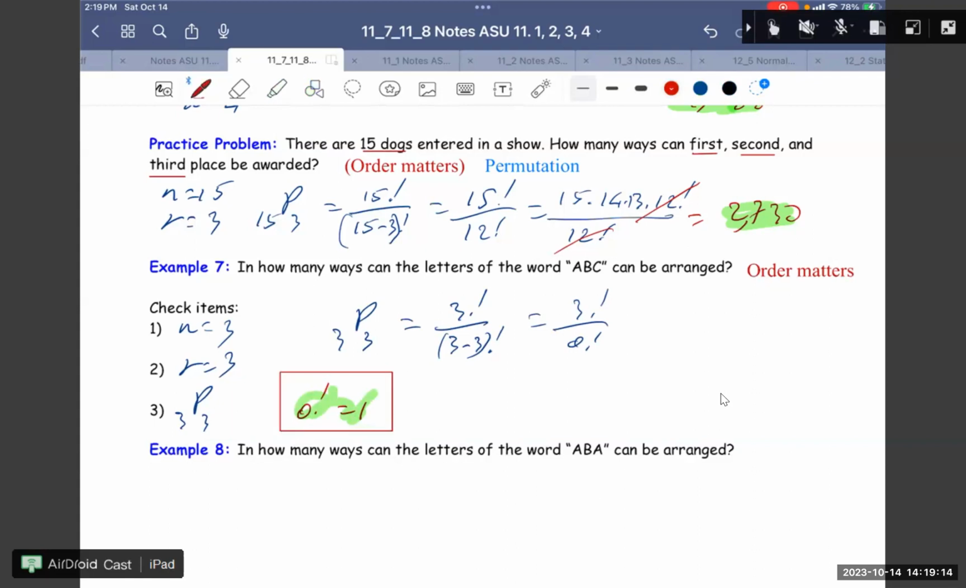0 factorial equals 1. So this one is 3 times 2 times 1 over 1. So this one is 6. So this one is equal to 6.